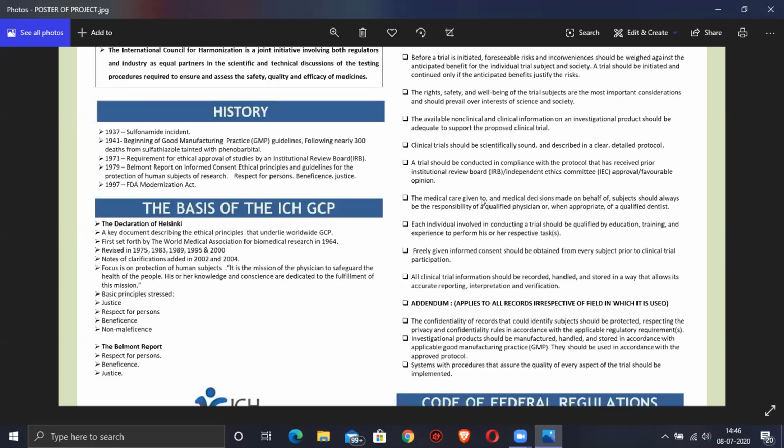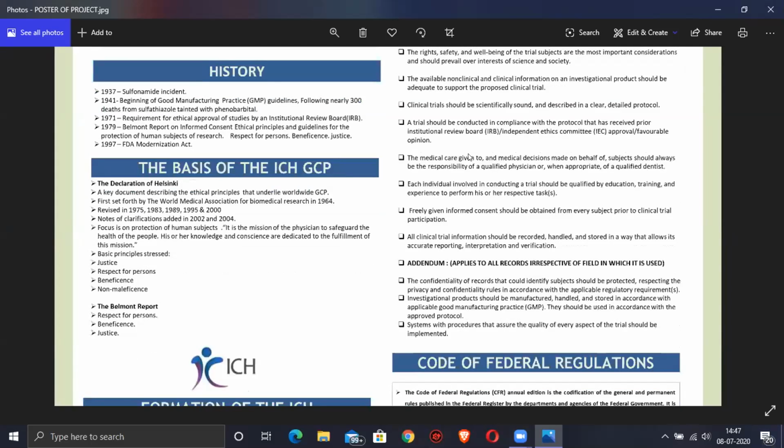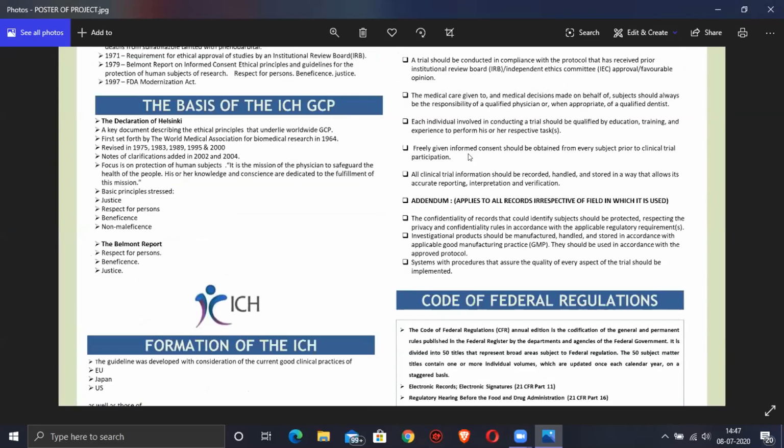All trial information should be recorded, handled, and stored in a way that allows its accurate reporting, interpretation, and verification. There are three other points which can be applied in a wide spectrum. The first is the confidentiality of the patients must always be given importance, and the confidentiality details, which are called identifiers, on the other hand, must be blinded and must be in accordance with the applicable regulatory requirements.